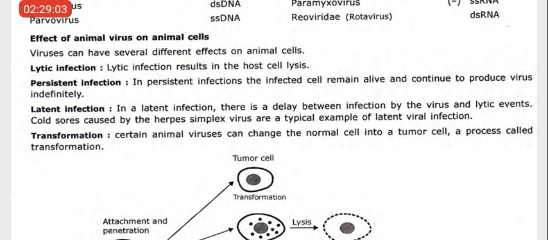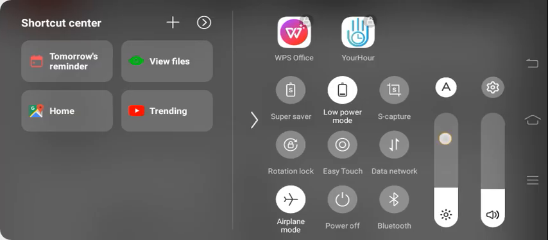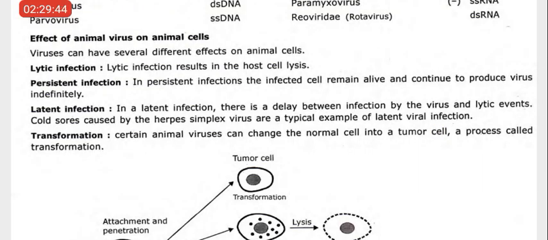Effect of animal virus on animal cells. Viruses can have several different effects on animal cells. Lytic infection results in host cell lysis. Persistent infection: the infected cell remains alive and continues to produce virus indefinitely. Then latent infection: there is a delay between infection by the virus and lytic events. Cold sores caused by the herpes simplex virus are a typical example of latent viral infection. Then transformation. Certain animal viruses can turn a normal cell into a tumor cell, a process called transformation.